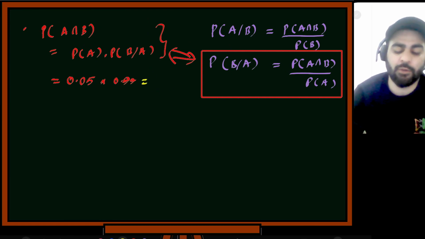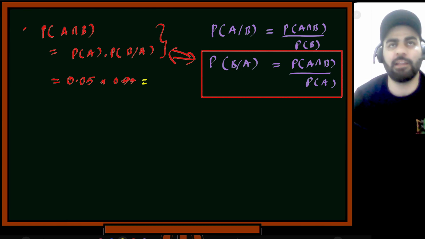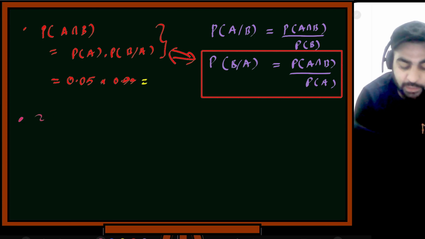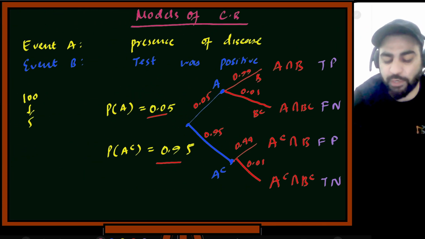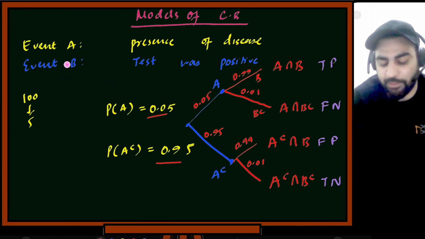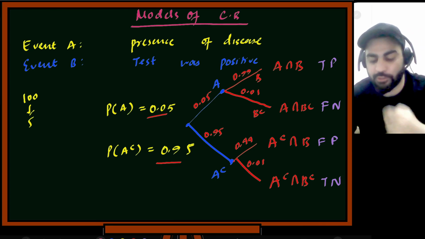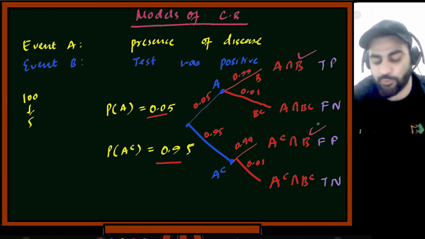Now we computed the probability that a person actually will be diseased and the test will say that he is diseased. This is that probability. Now we can compute the probability of B also. What is the probability of B? In words, it means the test is positive, in which case the test is positive. If you see, the test is positive in this case and in this case, because we have this B over here.